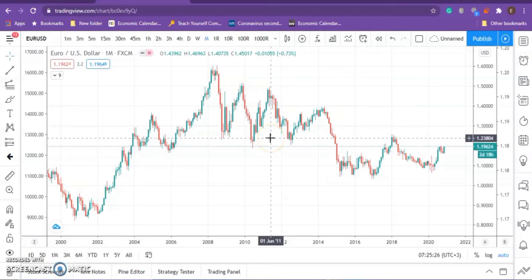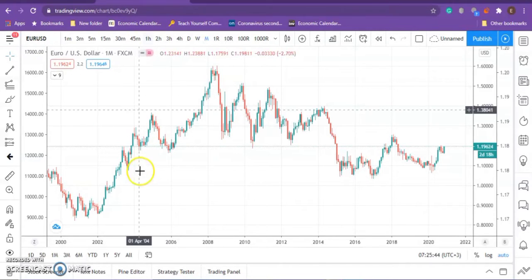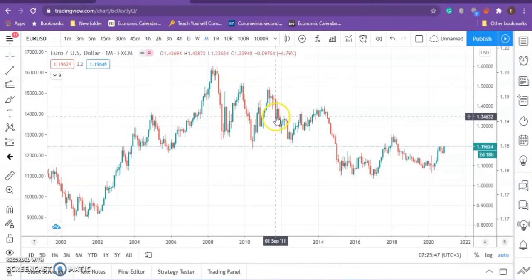In conjunction with the inbuilt harmonics pattern, and how to use the manual harmonics pattern, that is using the Fibonacci retracement tool and also the Fibonacci expansion tool. The website that I'll be using is tradingview.com. Yeah, so let's get straight to it.